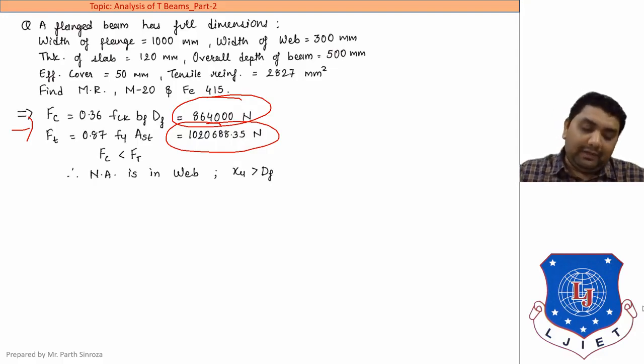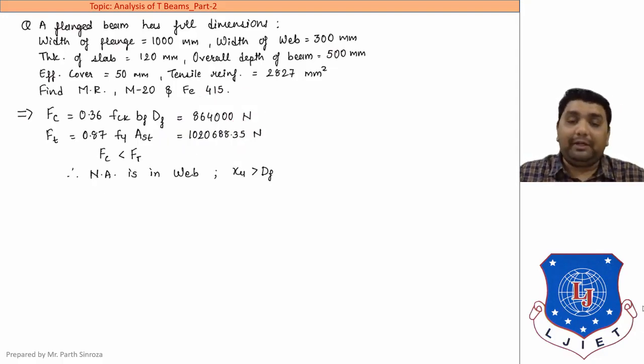Or you can write this whole number in this format and compare both the equations. So here we can see that Fc is less than Ft, or Ft is greater than Fc. So tension force is more as compared to compression force. So the neutral axis is in the web. Clear? Neutral axis is in the web and xu is greater than Df. It is somewhat similar to the previous example we solved, but a change will be incorporated now.